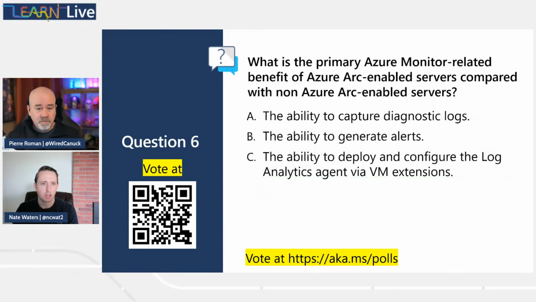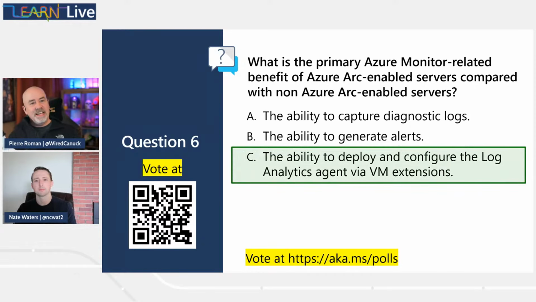Yep. And what's the primary Azure Monitor related benefit of Azure Arc-enabled servers compared with your non-Arc-enabled servers? You can capture diagnostic logs, generate alerts, or you can deploy and configure the log analytics agent via the VM extensions. Well, I think C makes B and A possible. Exactly. You can't get the logs unless you have the log analytics agent deployed via the VM extensions. It's like a chicken and egg thing.